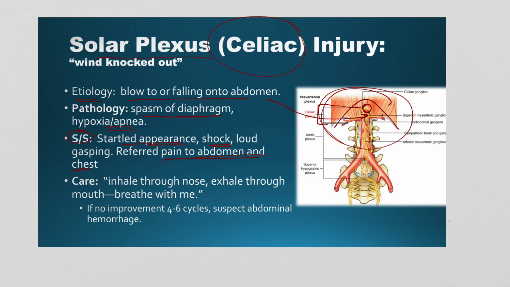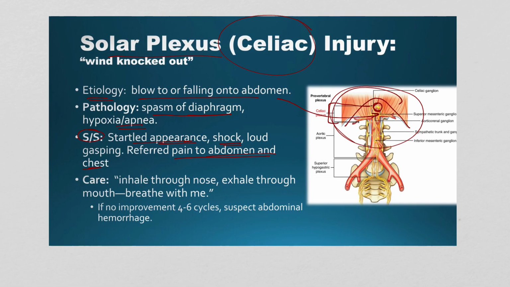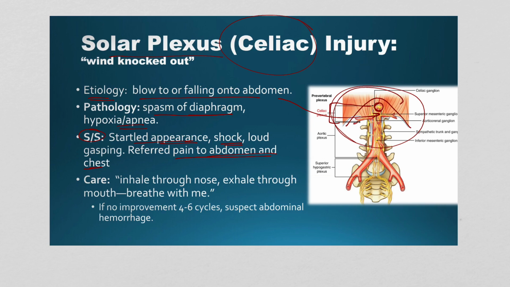So for care, our major role is going to be kind of like Lamaze breathing with pregnant women, in that our major role is going to be to restore normative breathing. So having them breathe in through their nose and out through their nose to restore breathing. The recommendation is if you can't get them to catch their breath after 4 to 6 cycles, then you're gonna suspect not only do they have a solar plexus or celiac injury, but they might actually have some internal organ damage. Most often, it's going to be the liver based on the location of the solar plexus or celiac plexus.